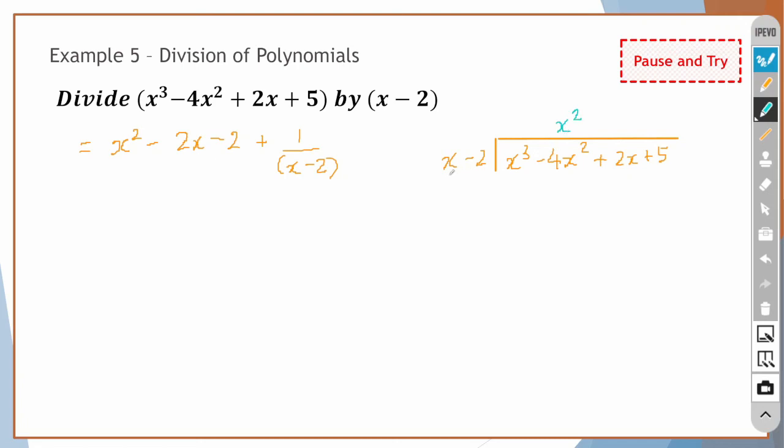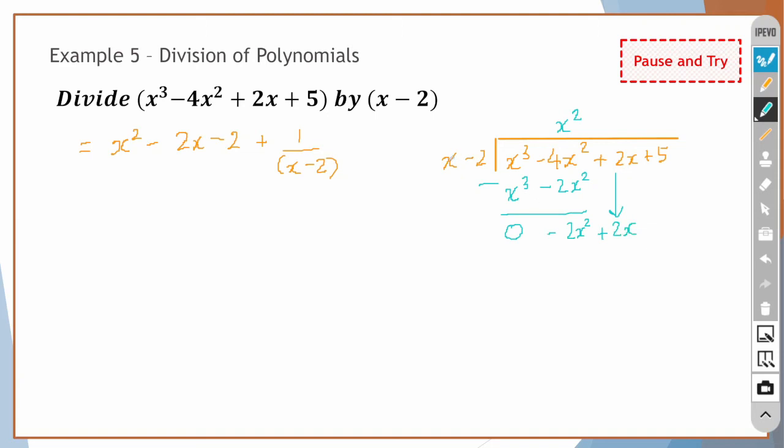So then we do x squared times x, which gives us x cubed, x squared times minus 2x, which gives us minus 2x squared. And then, like we did before, we subtract these two. So x cubed minus x cubed gives us 0. And then minus 4x squared minus minus 2x squared gives us minus 2x squared. Then we drop this term down here.